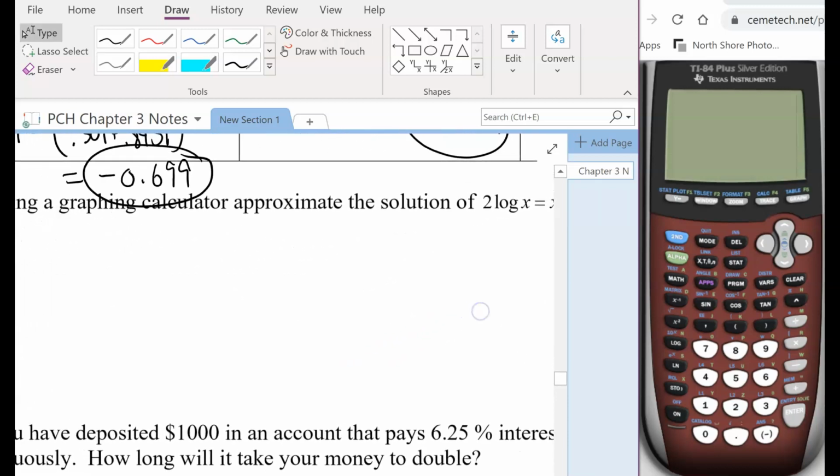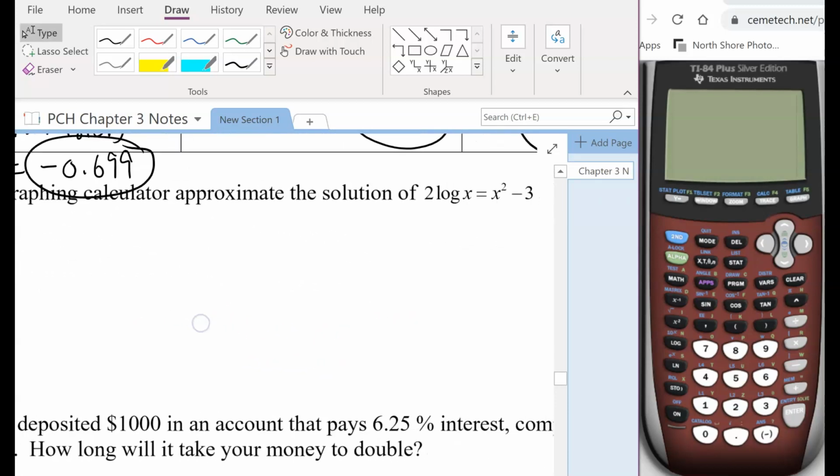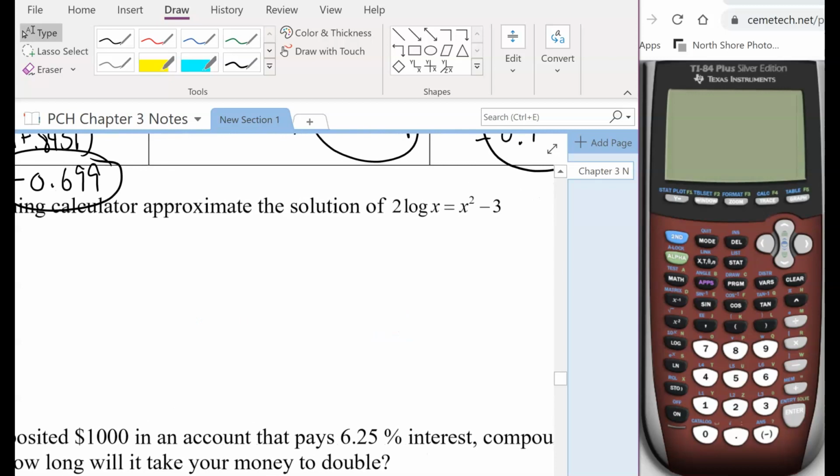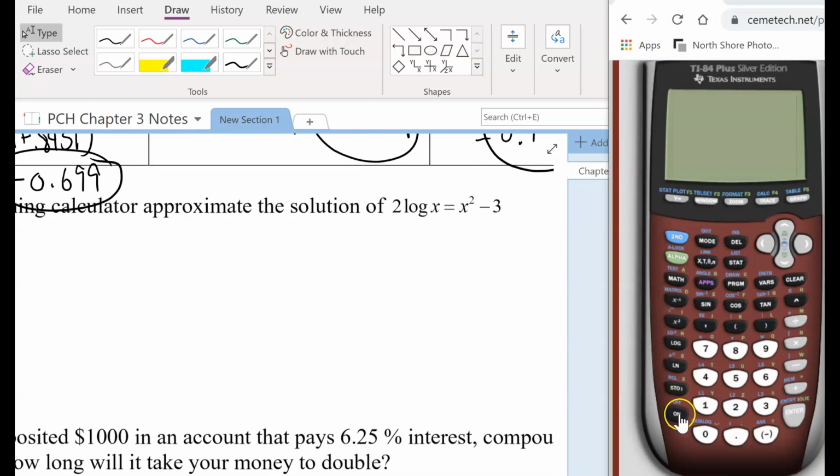It says use a graphing calculator to approximate the solution of 2 log x equals x squared minus 3. So what I'm going to do is I'm going to go to my y equals, and I'm going to plug in both of these expressions. So 2 log x. There's my 2 log x, and I'm going to plug in x squared minus 3, and I'm just going to do a zoom 6 to take a look and see what we have here. That's our zoom standard, and there's our 2 log x, and there's our x squared minus 3.